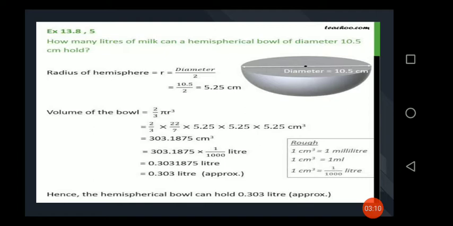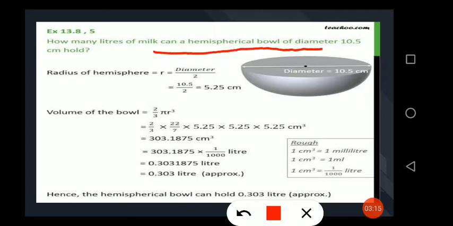The next question says: how many liters of milk can a hemispherical bowl of diameter 10.5 centimeter hold? So it is asking how many liters. So first we find out the capacity, that is volume, in centimeter cube. After that we will convert it into liters. So radius, we know it is diameter by 2, so it becomes 5.25 centimeter.